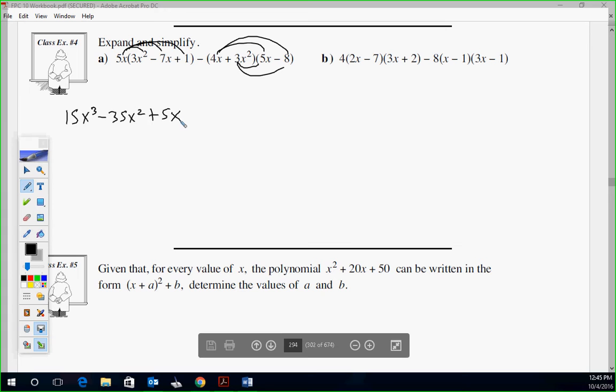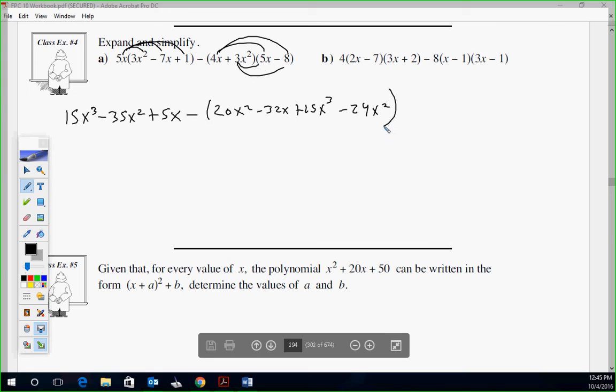Okay, then I go minus this group. I'm going to do this group now. 4x times 5x with my FOIL is 20x squared. 4x times negative 8 is negative 32x. I don't have enough room here. Okay, 3x squared times 5x is plus 15x squared. And then 3x squared times negative 8 is negative 20. Oops, no, it's x cubed. Excuse me. This right here, x squared times an x is an x cubed. And then negative 24x squared, 3x squared times negative 8. Okay, that's the whole group, though.